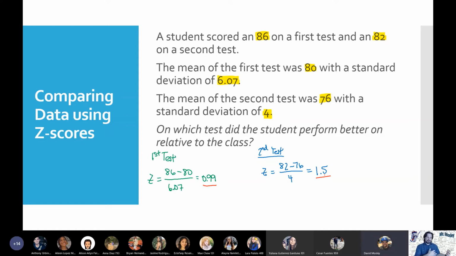So relative to the class, the student performed better on the second test. And that's based on the fact that the student, relative to the mean, on the standard deviation is farther to the right, has a more positive score compared to the mean or the average of the class. Okay. What questions do you have?